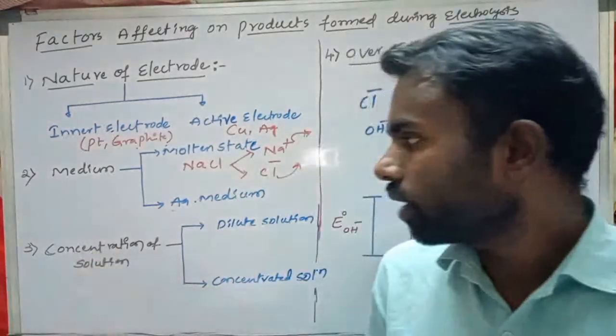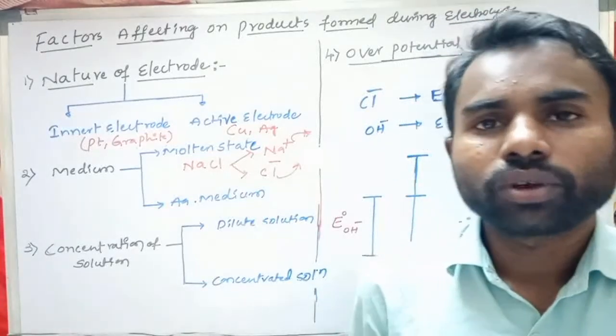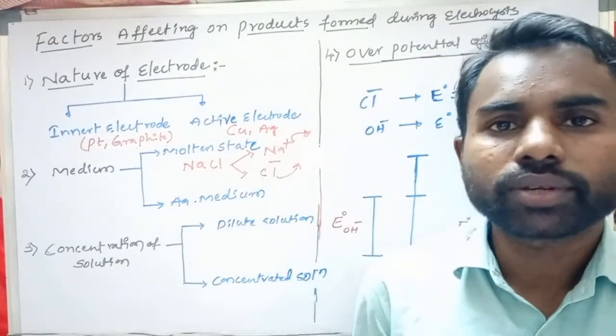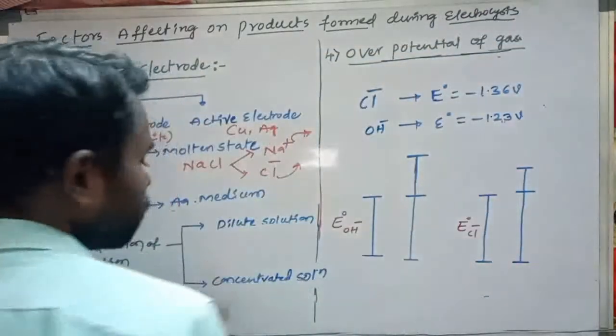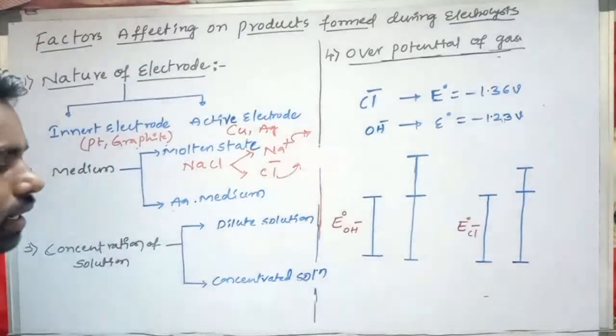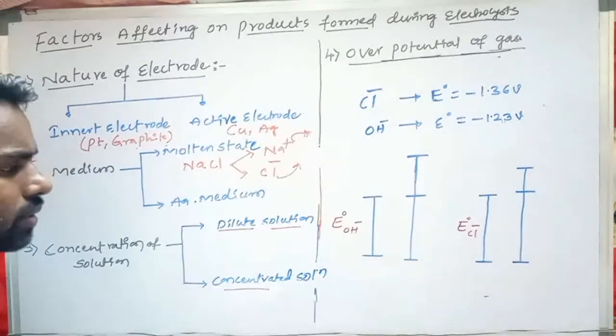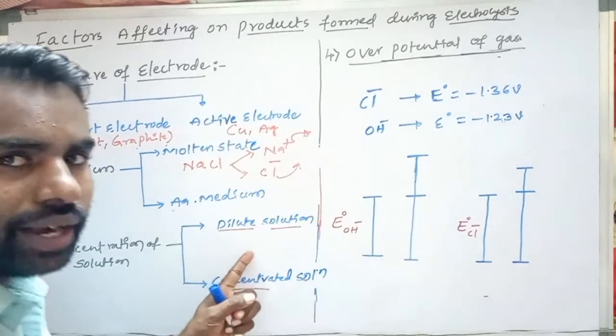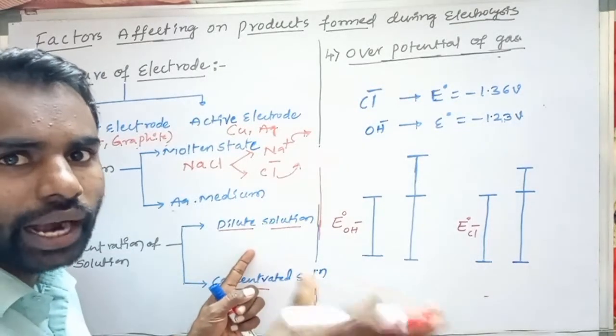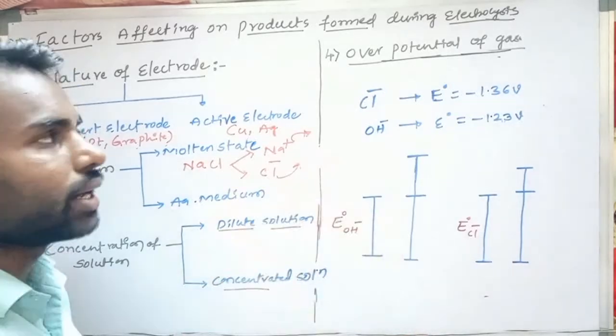Next, another one, concentration of solution. Based on the concentration, we have two types of solution: one is dilute solution and another one is concentrated solution. Due to the difference in concentration, we will get different types of product at cathode and anode in the electrolytic cell.